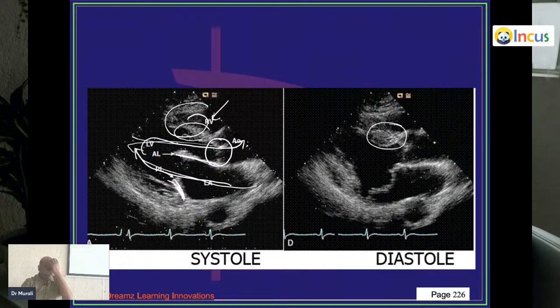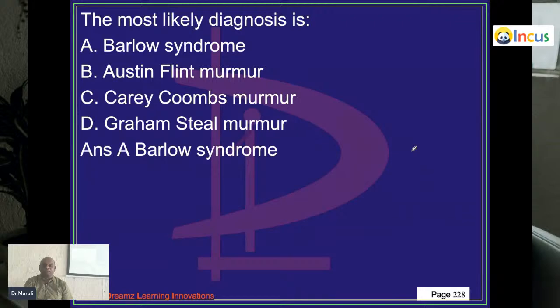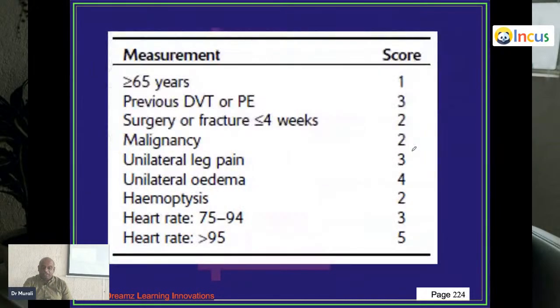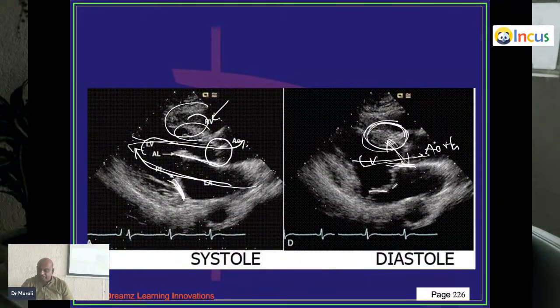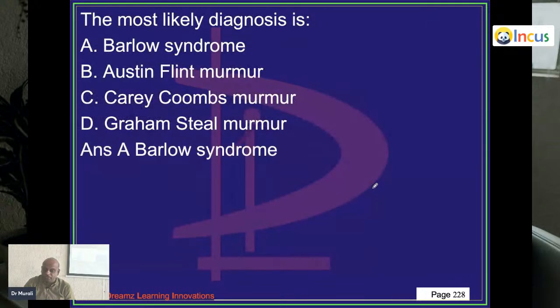So what happens in HOCM: the interventricular septum is thick, and this mitral valve leaflet together will come and touch each other, and that will prevent the blood from going from the left ventricle into the aorta. Appreciate it? That is very important. So mitral valve prolapse is what you see here. You can see the prolapse of the mitral valve. See, it is prolapsing back into the left atrium from the left ventricle. Agree? So this is also called Barlow syndrome, is what you need to remember.